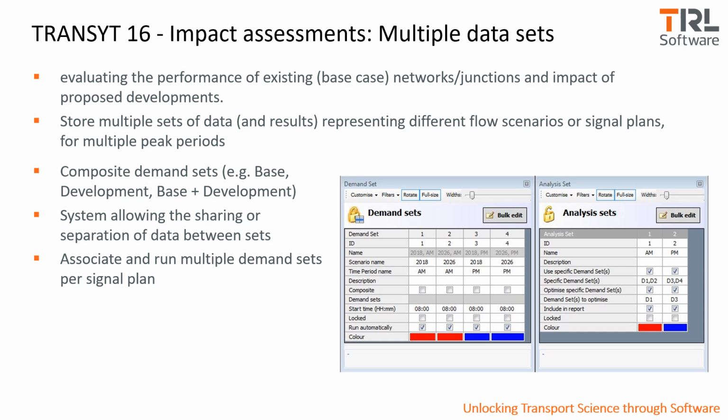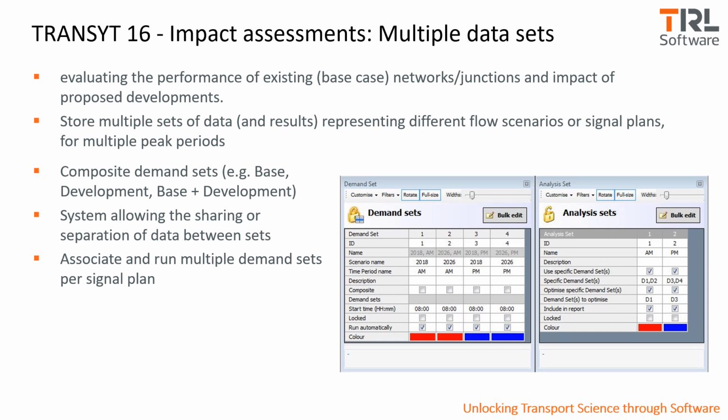The system allows you sharing of or the separation of data between the sets. So if you do want data spread across sets and shared across them, you can do that for certain data items, and then for other ones you can choose to have them separate. Some elements are mandatory to be separate, so the signals are always different between each analysis set, and there's probably similar rules for the demand set as well.